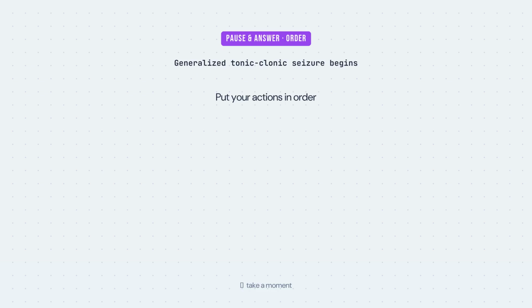Pause and put these in order. You witness the start of a generalized tonic-clonic seizure in your patient. What is the sequence of your actions?